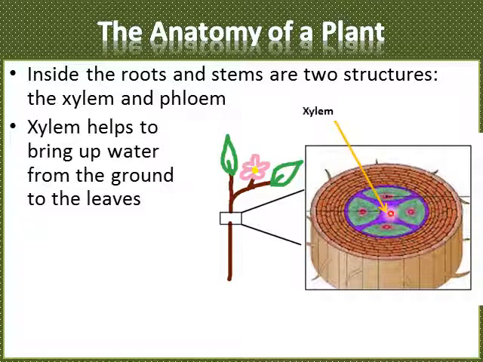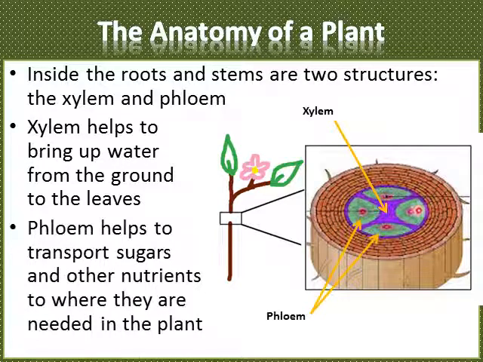The xylem is going to be found right in the center of everything. Okay, these cells help to bring water from the ground into the leaves, so they're going to travel all the way from the roots through the stems into the leaves to help bring that water that is so necessary for plant growth and development. Okay, and it's also very, very important for photosynthesis.